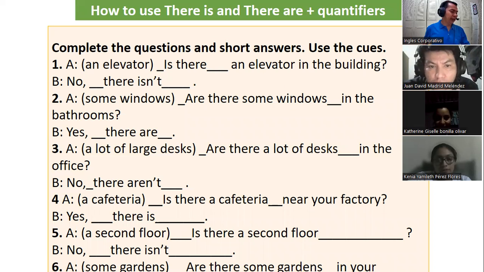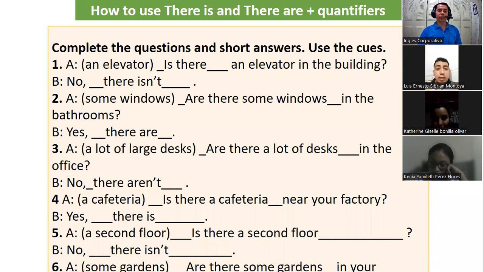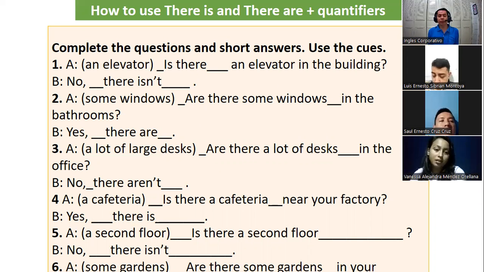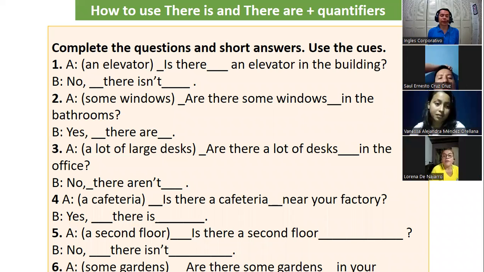Now, who's next? Let me see. Luis and Saul. Luis, question number 2. Saul, answer number 2. Are there some windows in the bathroom? Yes, there are. Thank you. Vanessa, letter A, question number 3. And Lorena, answer number 3. Vanessa is A and Lorena B. Are there a lot of drugs in the office? No, there aren't. Good, thank you.